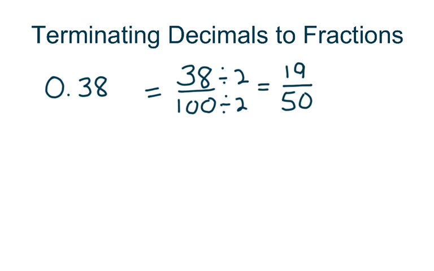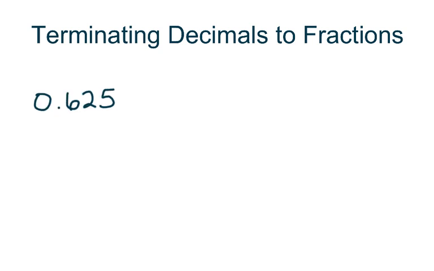Let's look at one that's a little bit larger than that even. So now we have the decimal 0.625. We have 3 places to the right of the decimal: 6, 2, and 5. Because we have 3 places, we need 3 zeros on the bottom of our fraction to start off. So we're going to have 625 on the top, and we're going to have 1 with 3 zeros on the bottom.